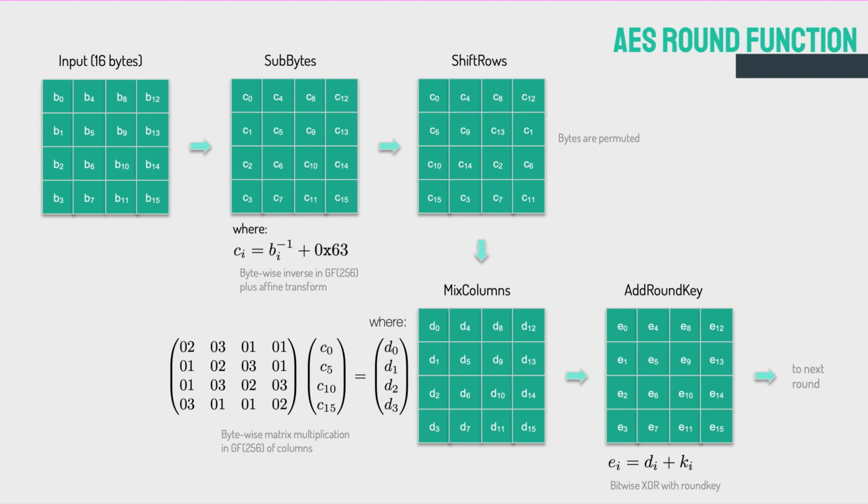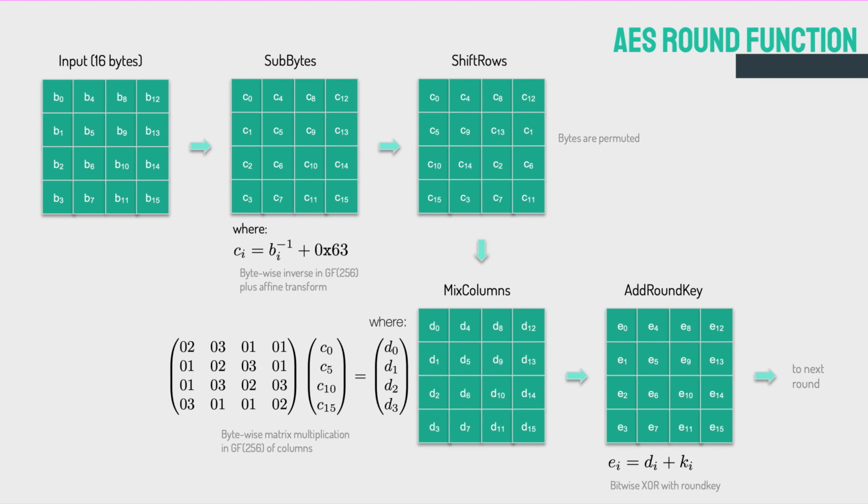The next step is called shift rows. We take all of the 16 bytes and arrange them as a 4x4 square. And for each row, we apply a circular shift. The top row is untouched, the second row is shifted by 1 byte, the third row is shifted by 2 bytes, and the bottom row is shifted by 3 bytes.